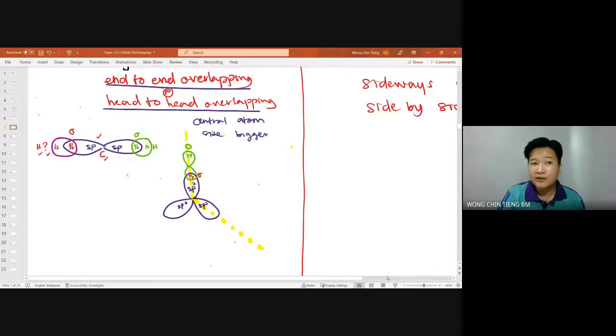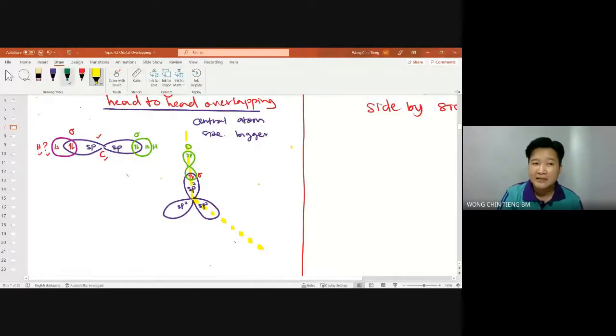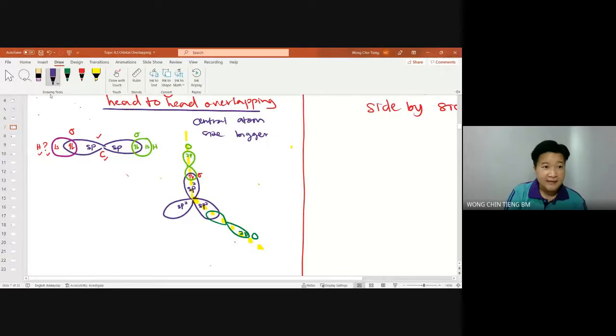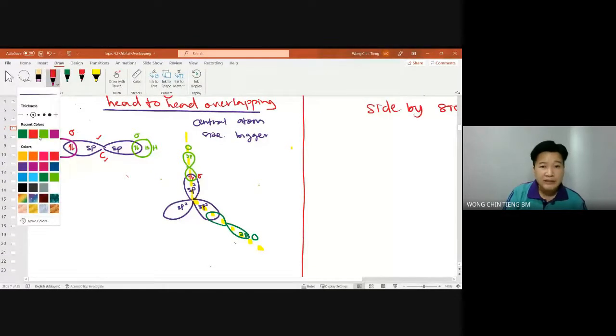Okay? Ni adalah your imaginary line. Ini adalah cara untuk kamu lukis the end-to-end overlapping. So your P orbital over here shall look something like this. That is my 2P for oxygen. Okay? Can you see the straight line? That is how we determine end-to-end overlapping. Learn it. Okay? Learn it. And remember that I said semua overlapping label kena face depan.